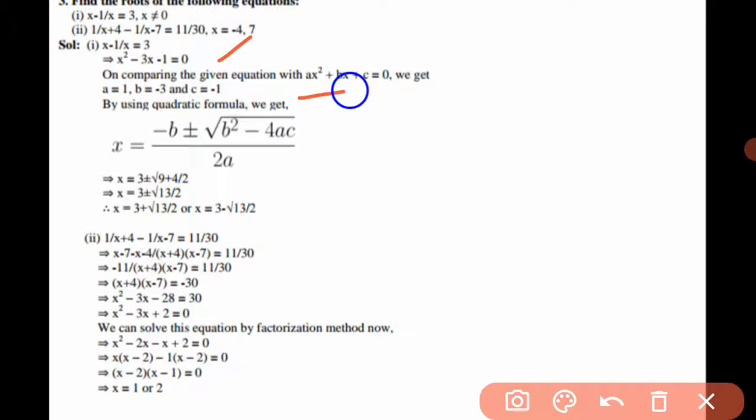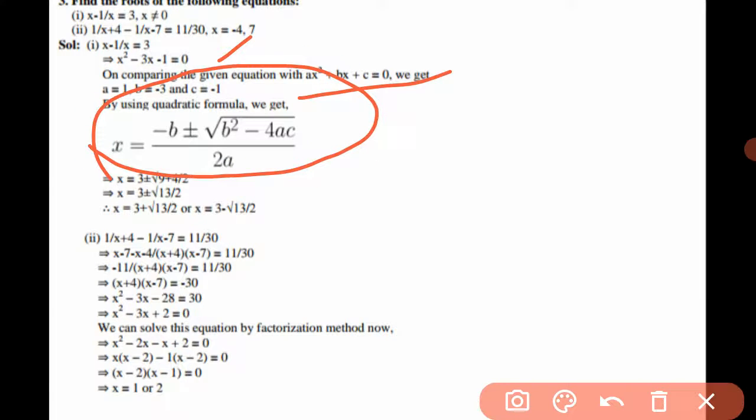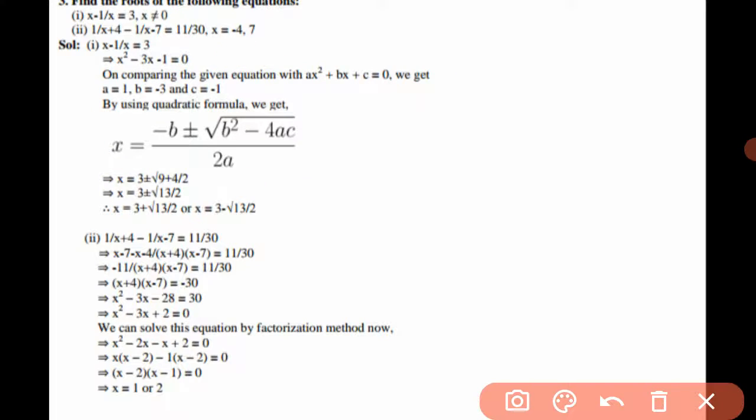So on comparing with the equation ax square plus bx plus c equals to 0, this is the quadratic formula: x equals to minus b plus minus under root b square minus 4ac upon 2a. So here by solving, the value of x will be equals to 3 plus under root 13 upon 2 and 3 minus under root 13 upon 2.